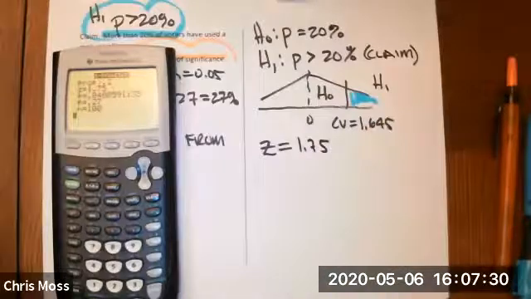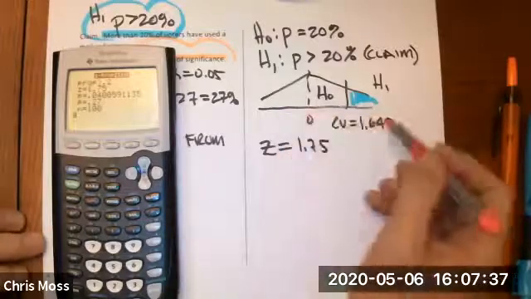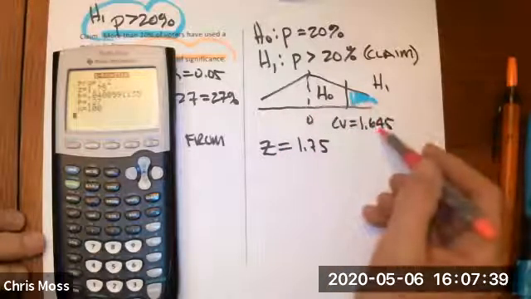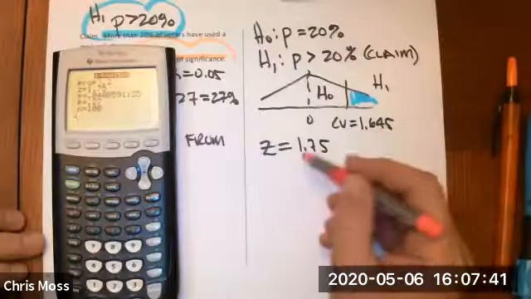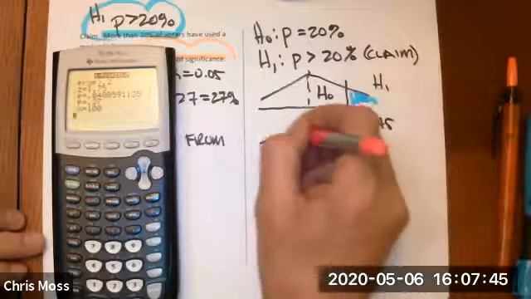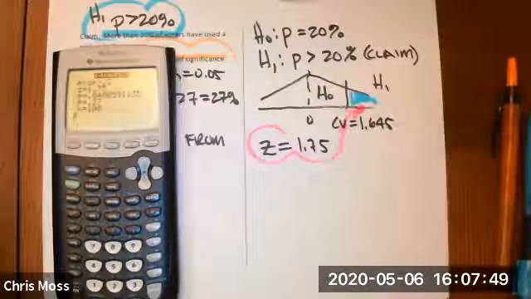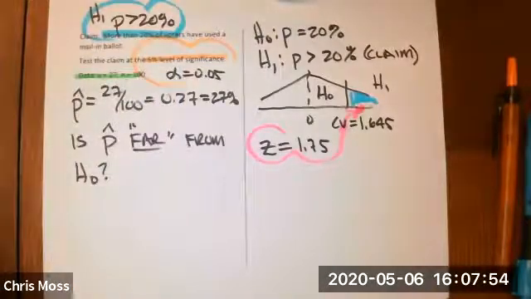So that test statistic, 1.75, needs to be plotted relative to this scale here. I have a 1.645 for my critical value. 1.75 is a larger value. So when I plot that guy there, he lands in the rejection region. This tells me what I need to know.